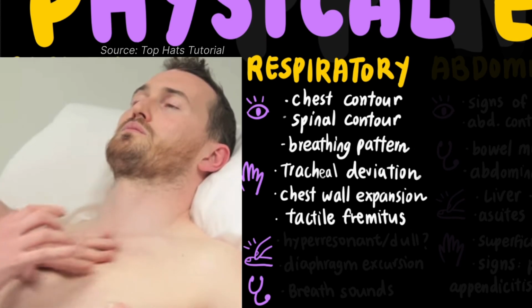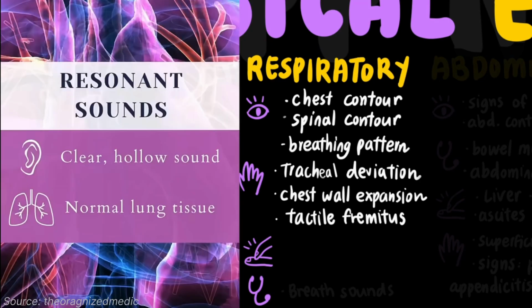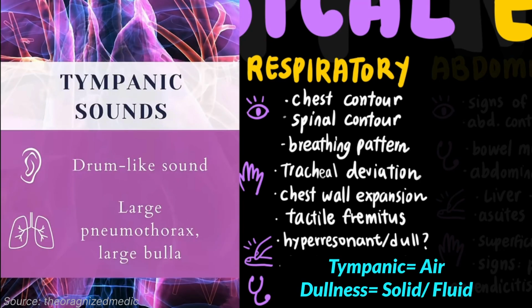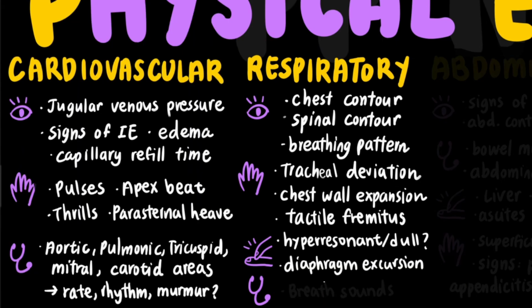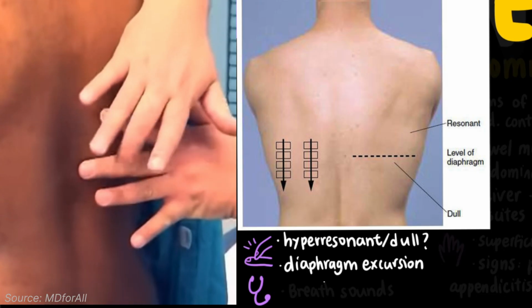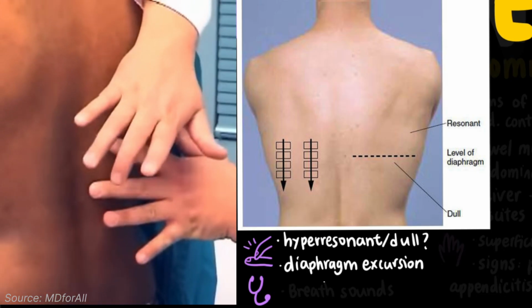On percussion, we tap over the chest, which normally produces a resonant sound. A hyperresonant sound may suggest pneumothorax, while a dull sound may suggest pleural effusion or consolidation. We also percuss diaphragm excursion, which is how far the diaphragm moves during breathing.